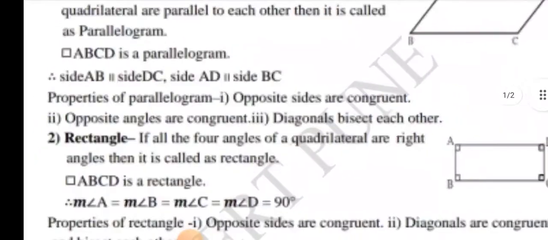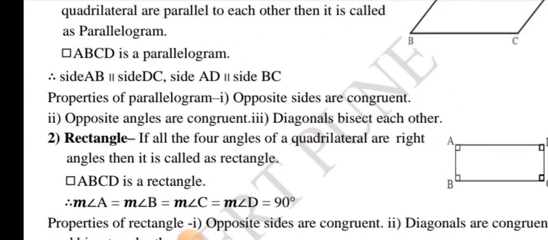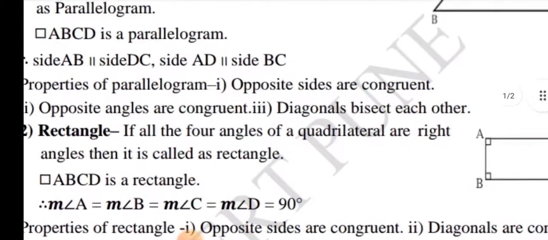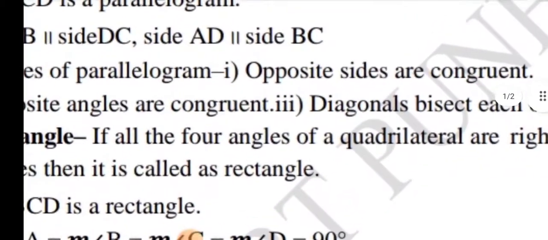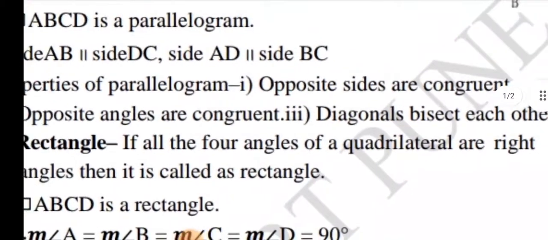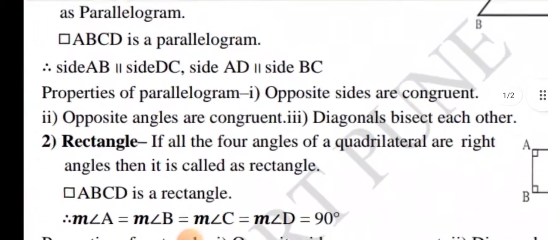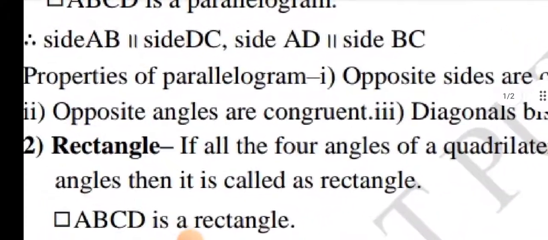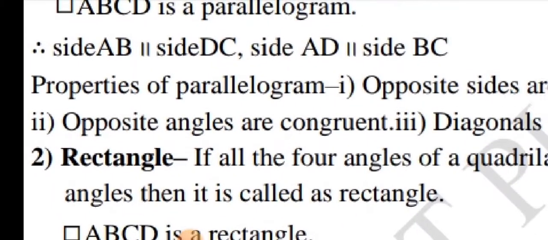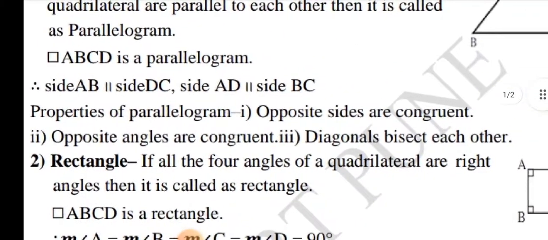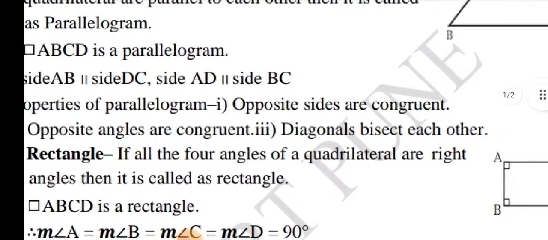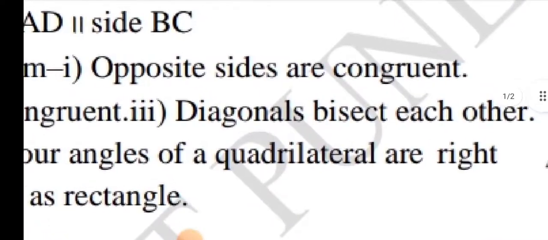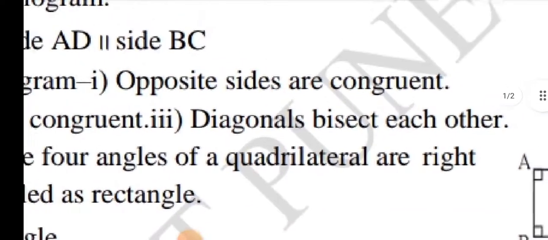Now, properties of parallelogram. First, opposite sides are congruent. Second, opposite angles are congruent. Third, diagonals bisect each other. Diagonals of a parallelogram bisect each other.